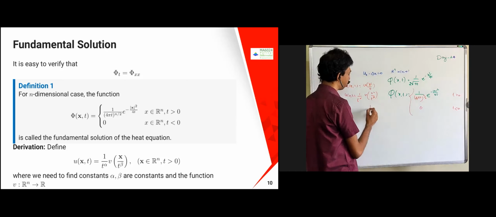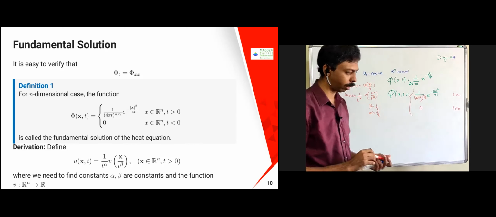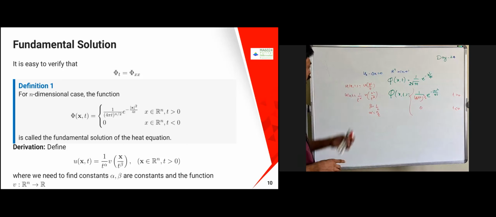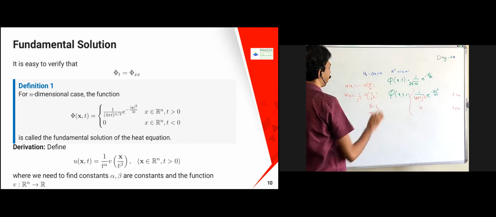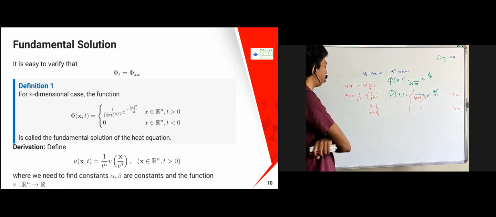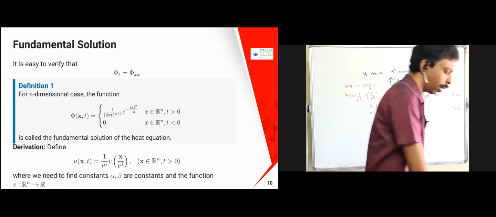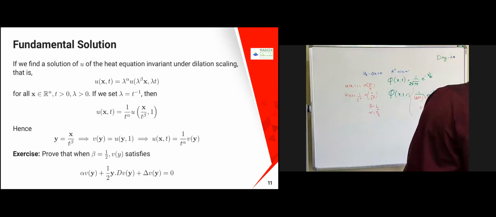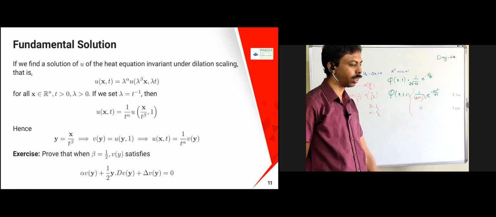I'll just reveal that also. Beta is going to become 1 by 2, alpha is going to become n by 2. So u of x comma t is equal to 1 by t power alpha, v of x by t power beta. Now I have to choose my v, alpha and beta cleverly so that this is going to derive the fundamental solution of the heat equation. The idea is the same as what we have already defined. If you define the solution of the heat equation this way, this is called dilation scaling.